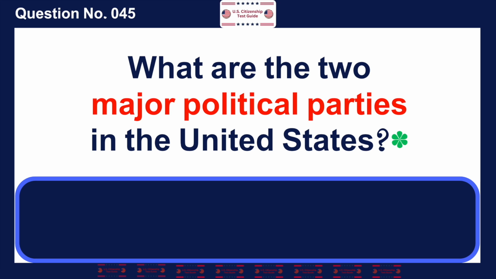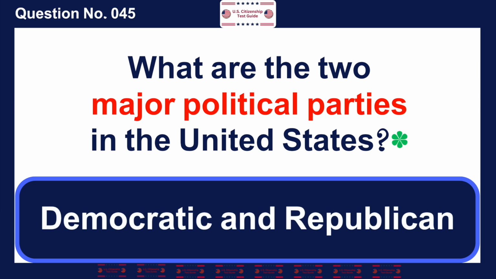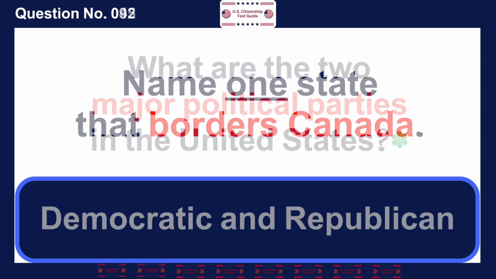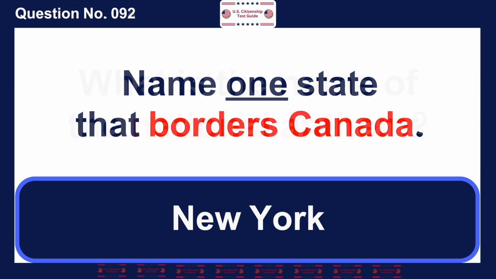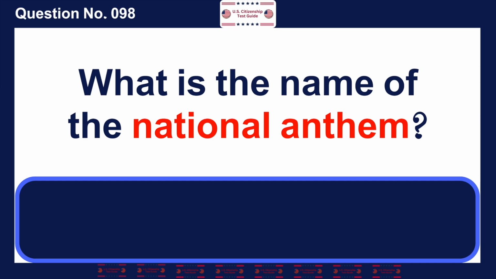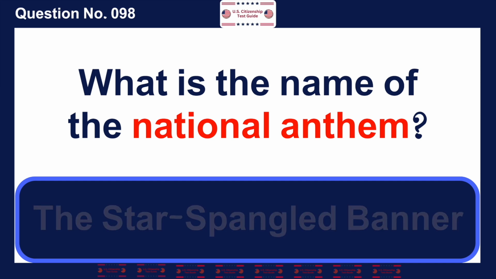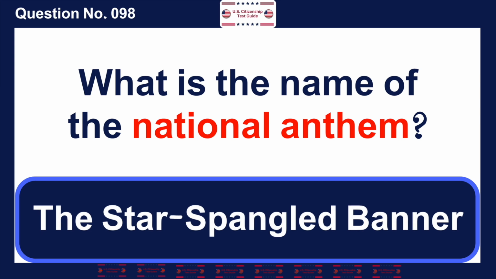What are the 2 major political parties in the United States? Democratic and Republican. Name 1 state that borders Canada. New York. What is the name of the national anthem? The Star-Spangled Banner.